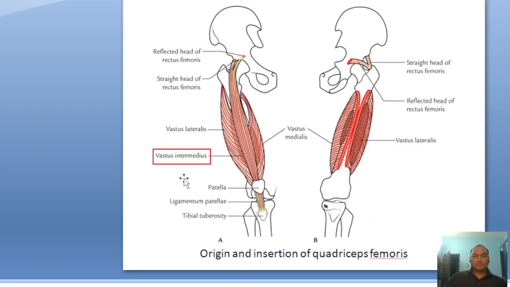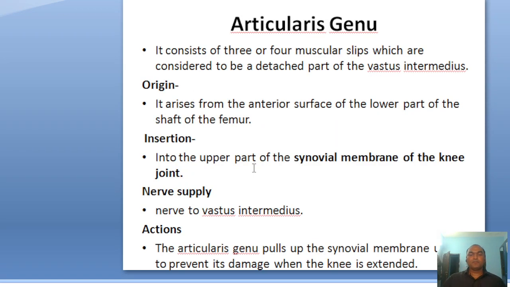So this is behind the rectus femoris, inserted behind the base of the patella, behind the insertion of rectus femoris. The small muscle is articularis genu. It consists of three or four muscular slips which are considered to be a detached part of vastus intermedius. This is the remnant or detached part of the vastus intermedius muscle.